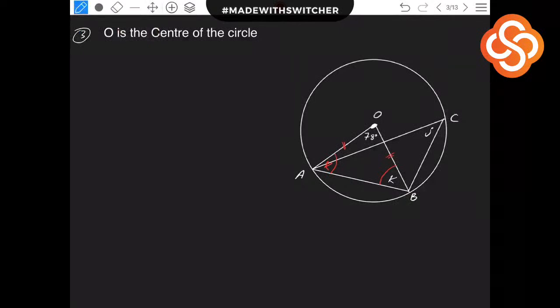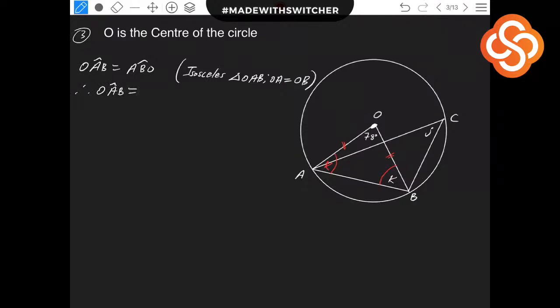So let me write it here. We say that angle OAB is equal to angle ABO, and the reason for this is that we have an isosceles triangle OAB, because OA is equal to OB. So this implies that angle OAB is going to be K, just like I've shown in the diagram there.